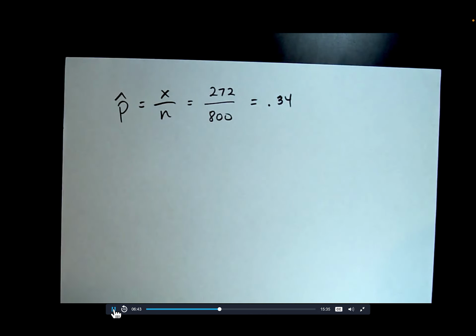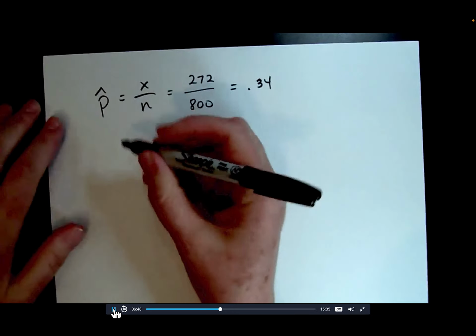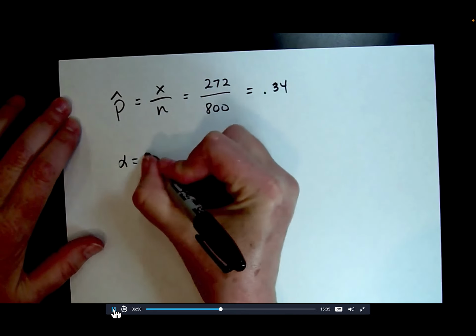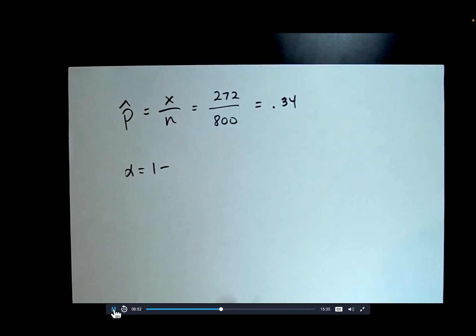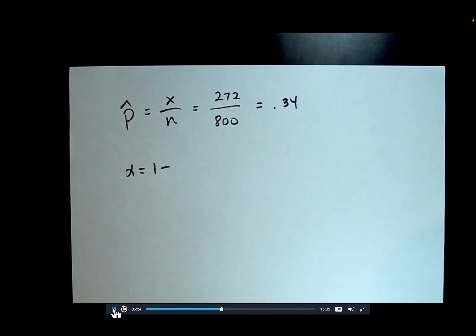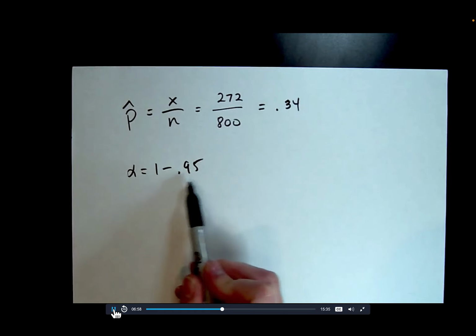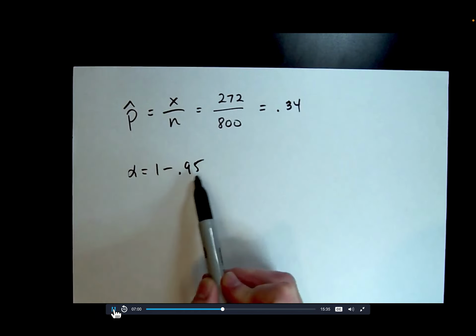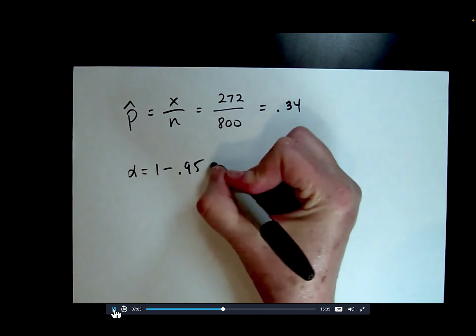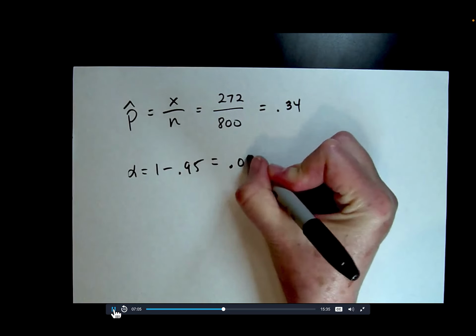So that's why the next thing I need to do is come up with alpha. Remember, alpha is 1 minus the confidence level, and we desire a 95% confidence level. Sorry, the confidence level is a decimal. So we desire 95%, so I'm going to write 0.95. So alpha is going to be 0.05.